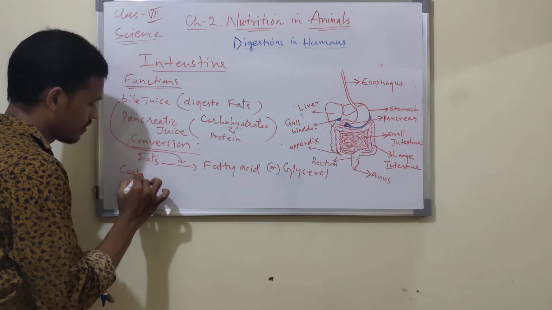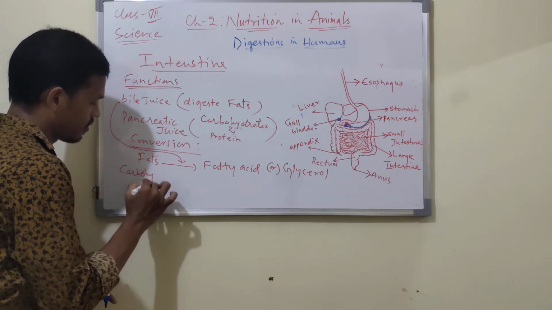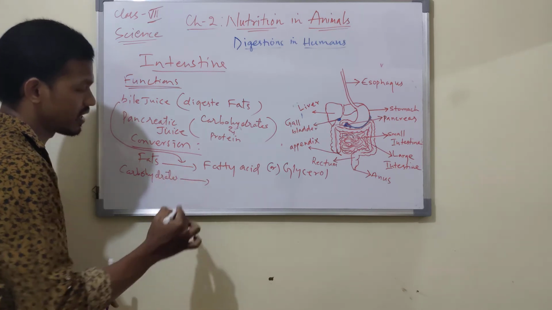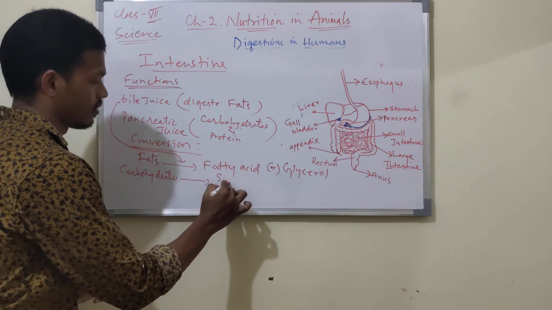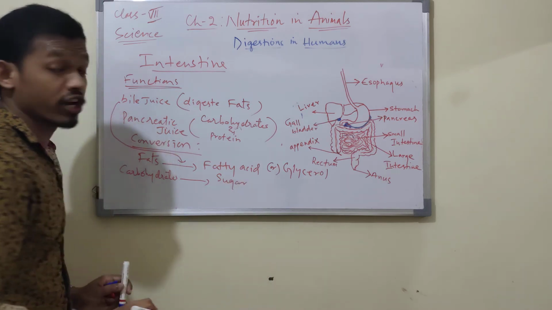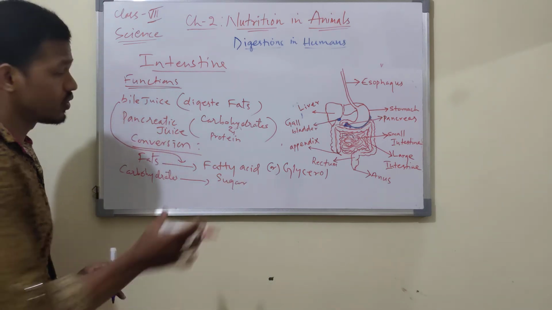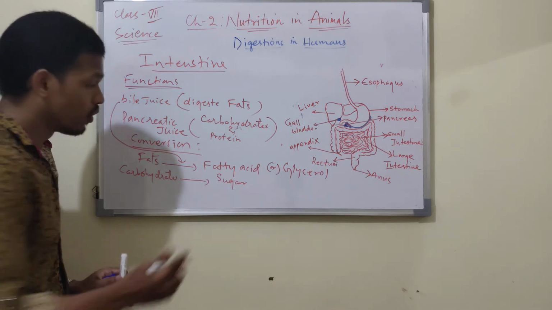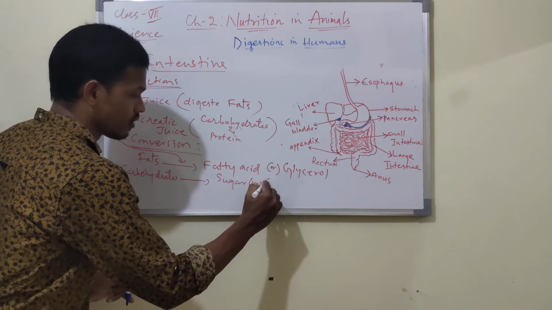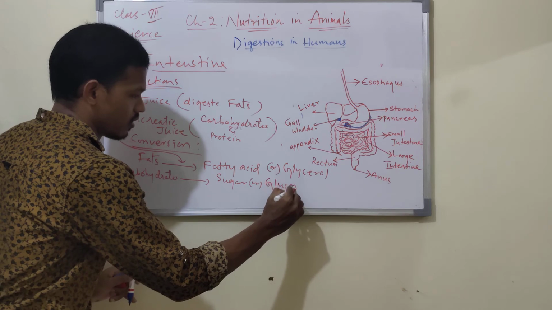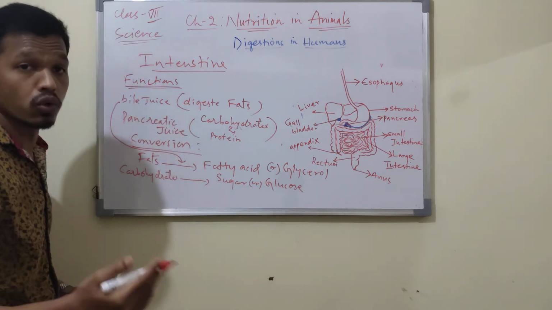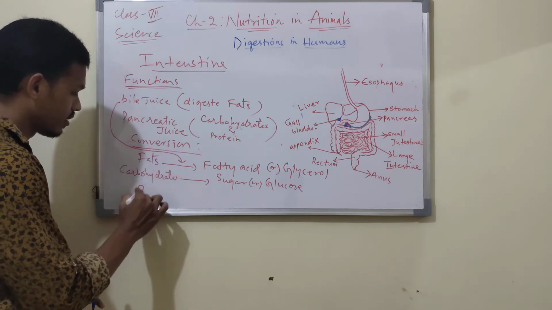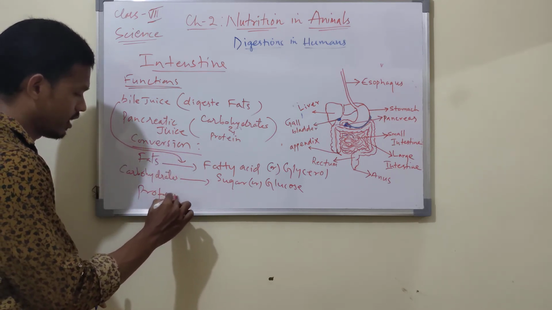Carbohydrate. Carbohydrate is converted into what? Sugar. What is broken down into sugar? This sugar, we can say sucrose, or we can say glucose also, no problem. Glucose or sucrose, same thing. Then next, protein. Protein is converted.